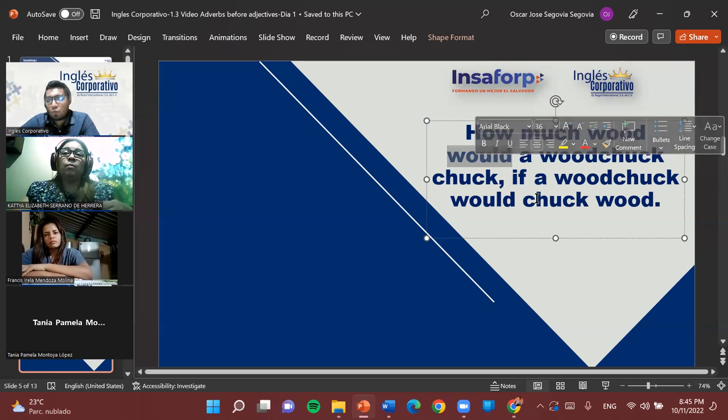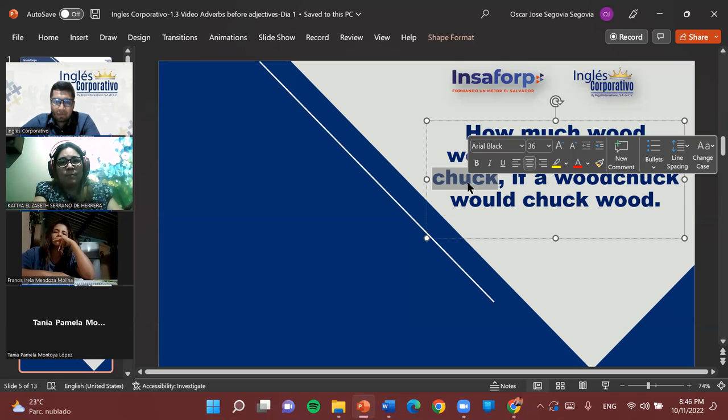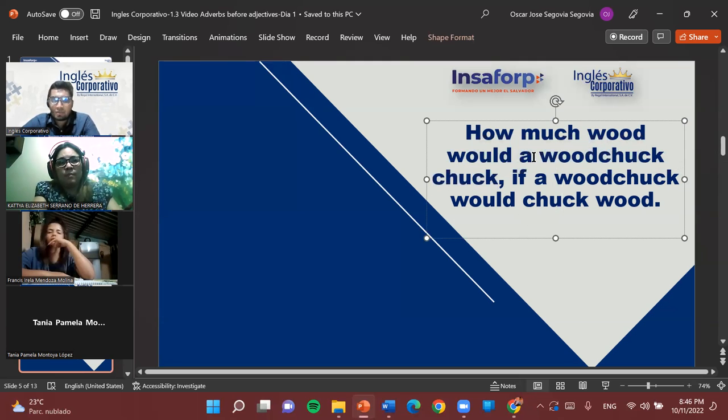El wood es básicamente un adverbio que utilizamos para referirnos a situaciones posibles, a situaciones imaginarias, ¿sí? Entonces por eso decimos wood. So how much wood would a woodchuck chuck? ¿Cuánta madera mordería, sí? Esta frase se refiere a eso, ¿verdad? Morder, o sea, o roer, ¿sí? Cuando estamos hablando de ese tipo de situaciones. Entonces, would a woodchuck, ¿sí? Roería una marmota si una marmota fuese a roer madera.